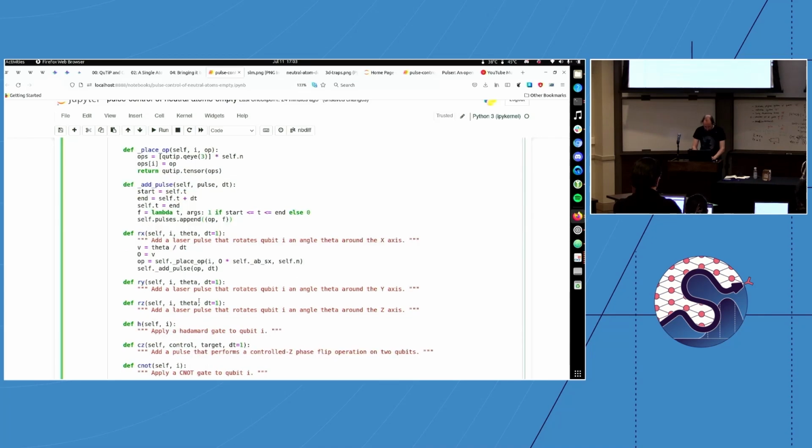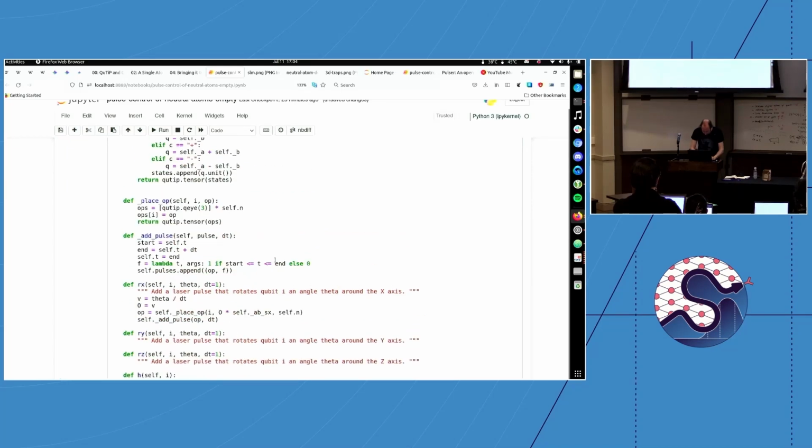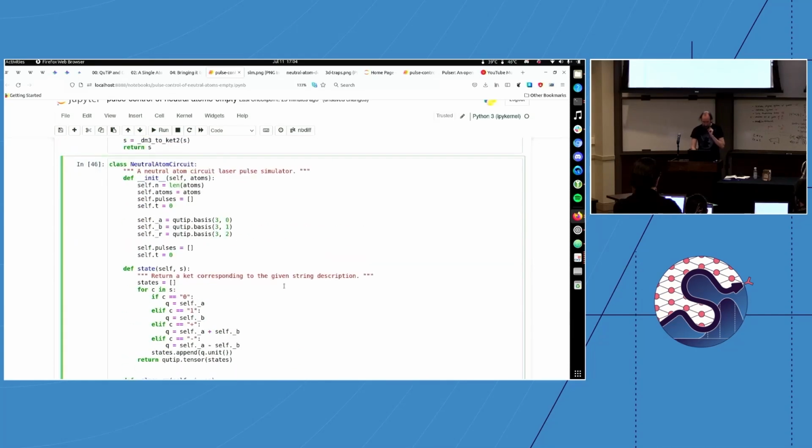Okay, so now we've added our pulses and updated the time. That's great. And now, okay, what is this self._ab_sx? What we need to do is to be able to write this matrix Sx, but we want to write it for our states A and B, which are part of some bigger system. So how do we do that?